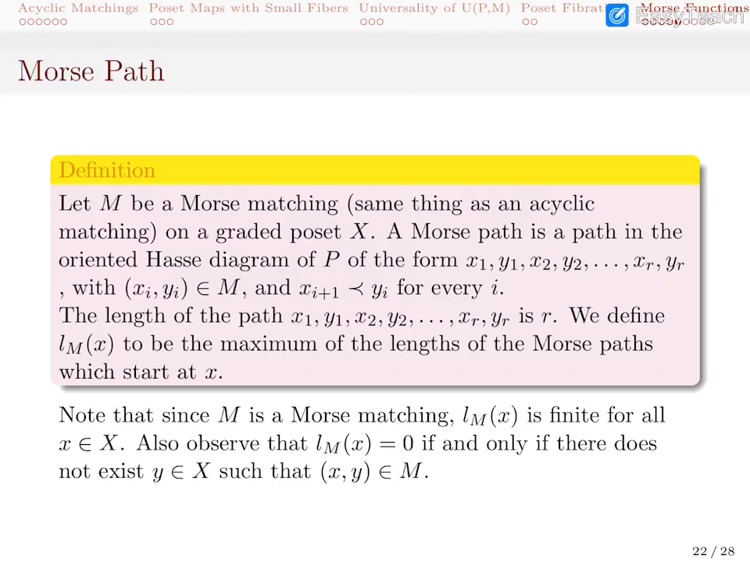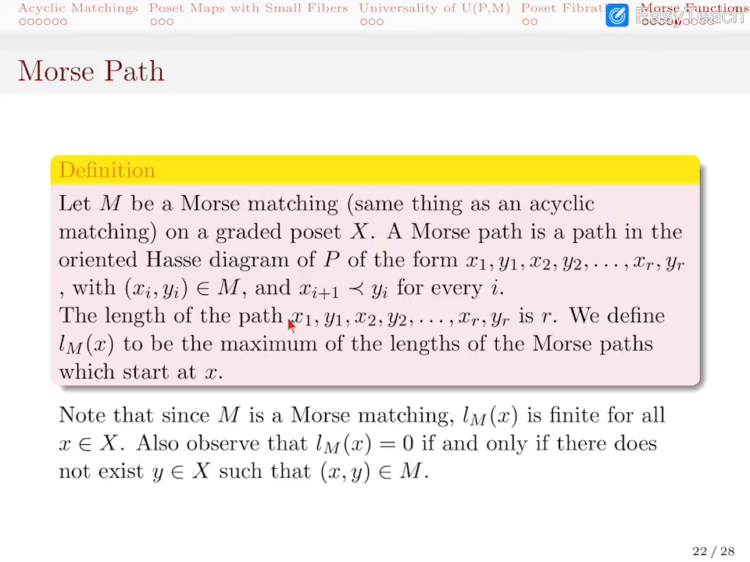Next I will define a Morse path. So if M is a Morse matching, and I had defined Morse matching, it is the same thing as an acyclic matching. This is just another name for it. On a graded poset X, a Morse path is a path in the oriented Hasse diagram of P which is of this form. Recall the remark I made earlier about acyclic matchings in graded posets, that you have some alternating path. So each x_i y_i is in the matching, and y_i covers x_{i+1} for each i.